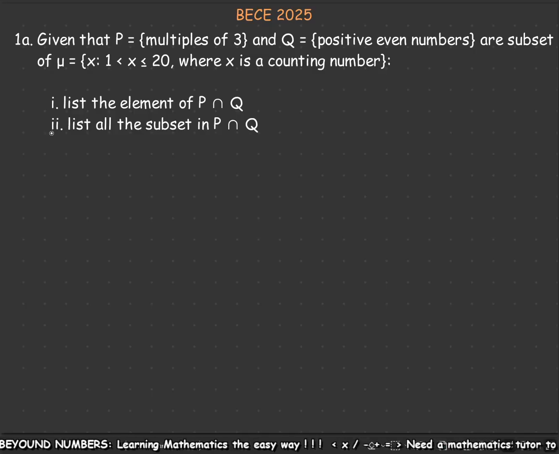And then secondly, we have to list all the subsets of P intersection Q. So how do we go about this? To answer this question, you first of all have to list all the elements we have in our universal set. Take note of the universal set.